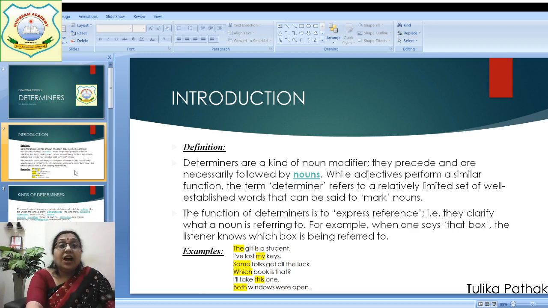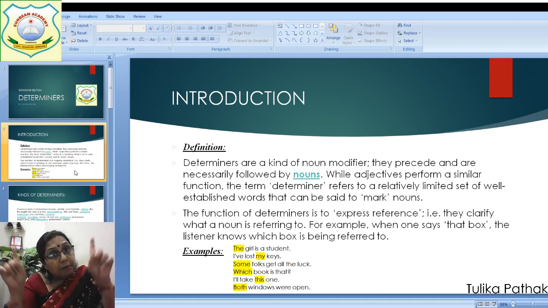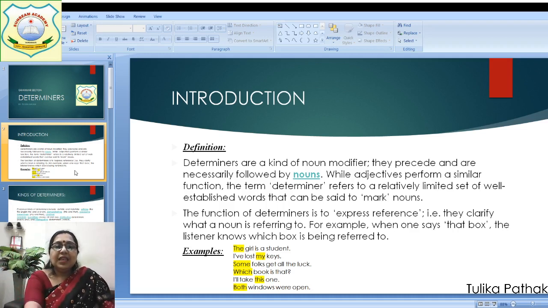The determiners are a kind of noun modifier. They precede and are necessarily followed by nouns. While adjectives perform a similar function, the term determiner refers to a relatively limited set of well-established words that can be said to mark the nouns. Now, what are the functions of determiners, children?